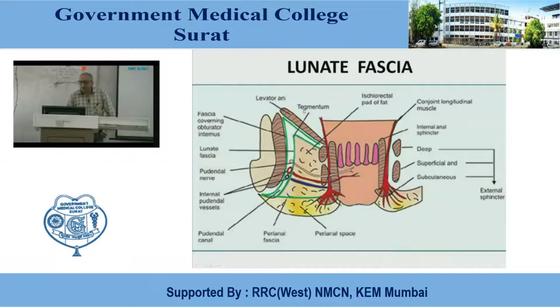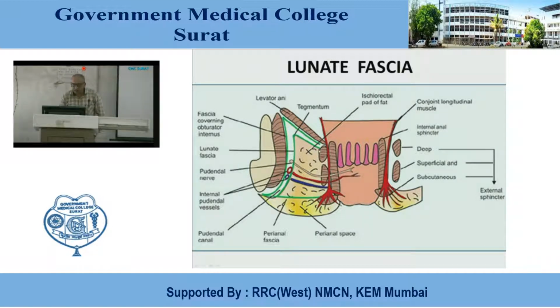Now here, once again, this is the coronal section of this ischiorectal fossa. Now this one is the pelvic diaphragm forming the medial wall, and this one is the obturator internus muscle forming the lateral wall along with their fascia. This green colored line which just lines these muscles, they are the fascia covering those muscles.